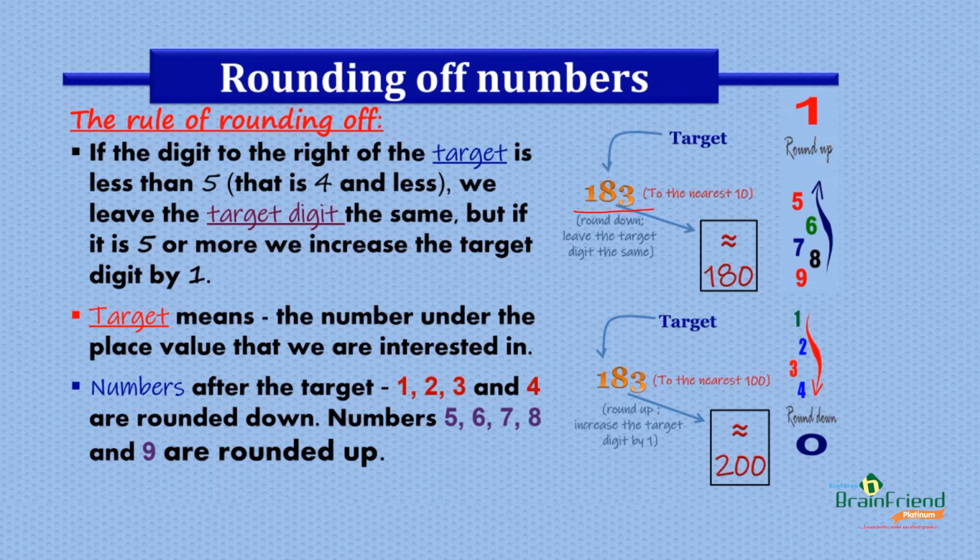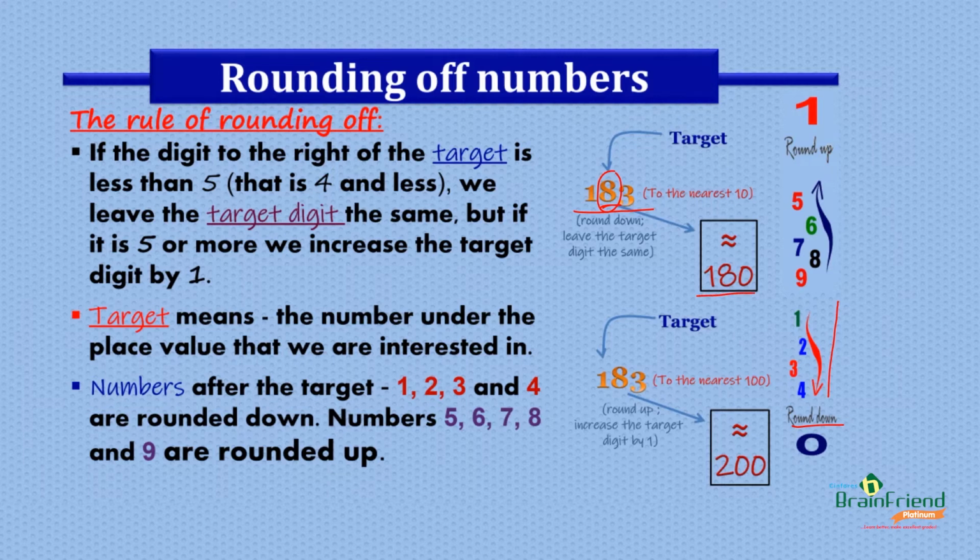Now, our target is that number that gives us the degree of accuracy to which we want to carry out this approximation. In this case, 8 falls under the 10th place value. Now, it becomes our target. And therefore, we look at the next number to the right of our target, which is the number 3. From our rule, when we have numbers from 1 to 4, we round down, meaning that we can approximate this number to the nearest 10 as 180.